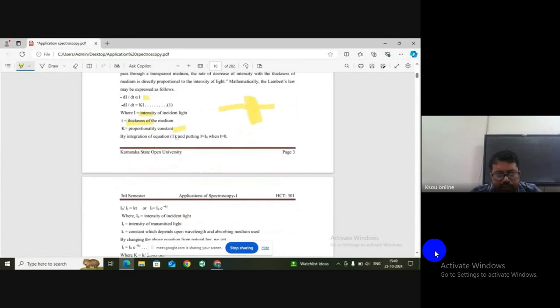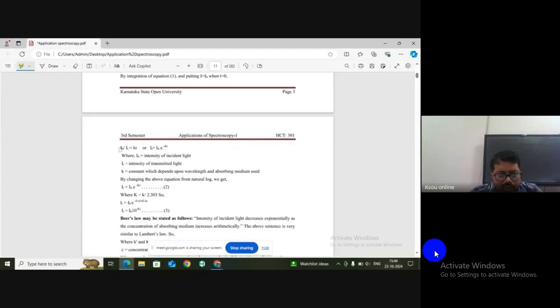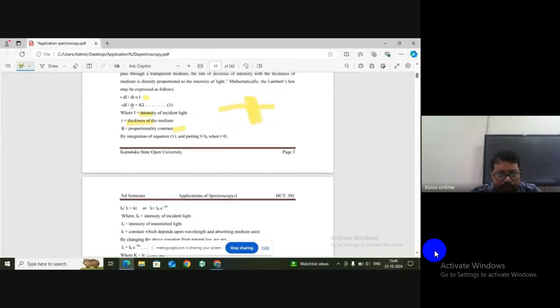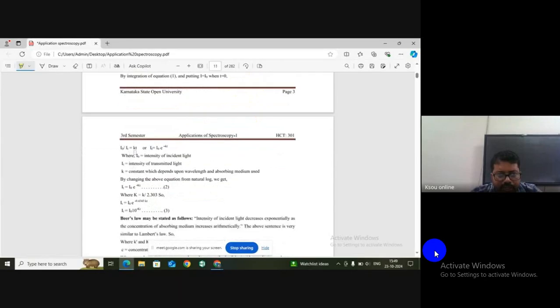By integrating equation 1 and putting I equal to I naught at t equal to 0, we cross multiply and integrate, so ln I naught by I t equals kt. After integration, I naught is the incident light, I t is the transmitted light, and this equals kt. Or I t is equal to I naught into e to the power of minus kt.